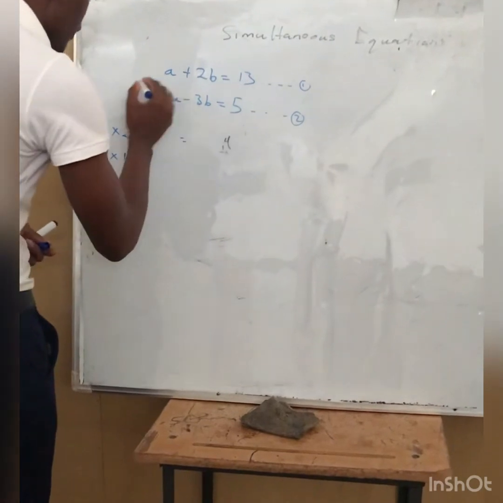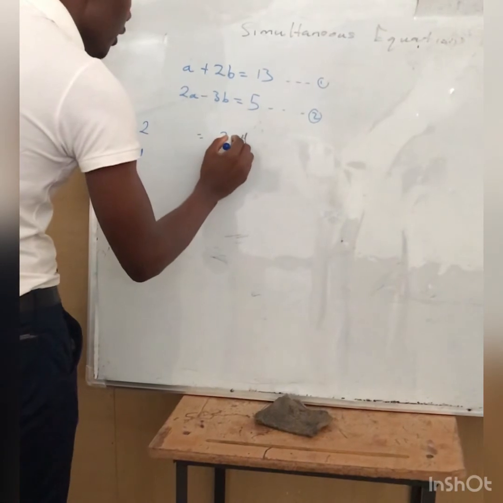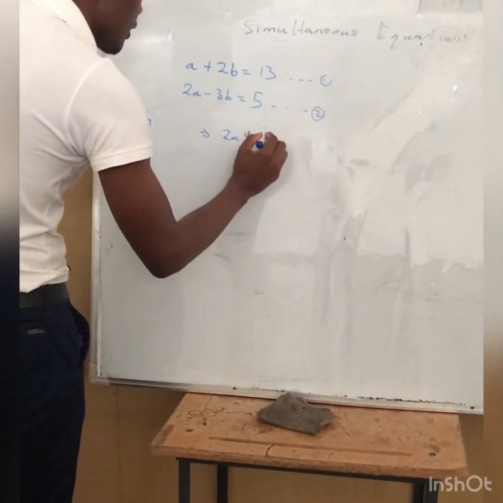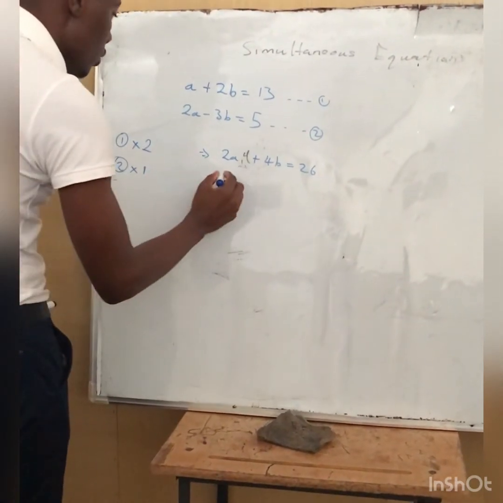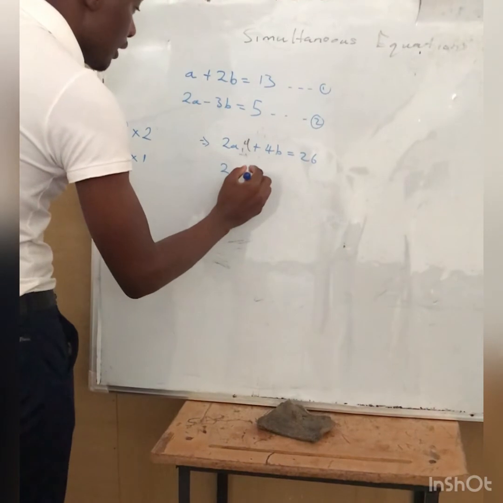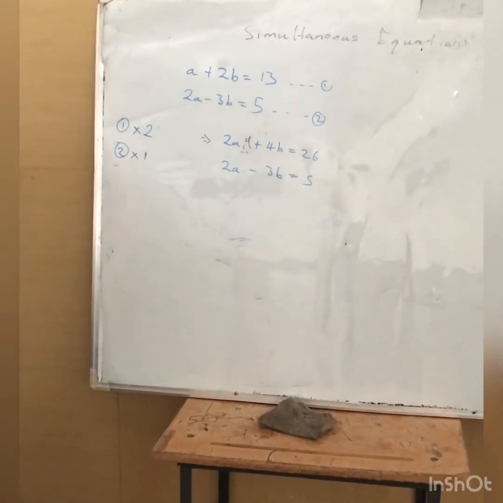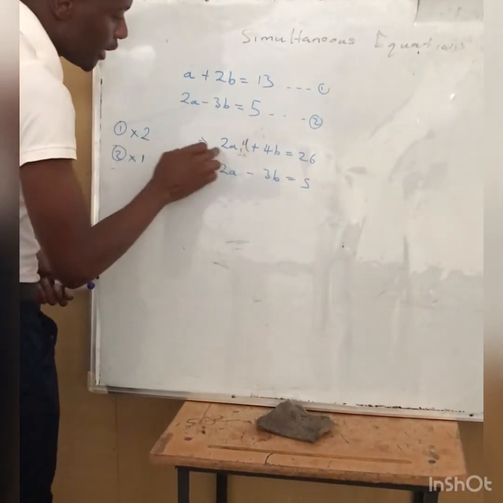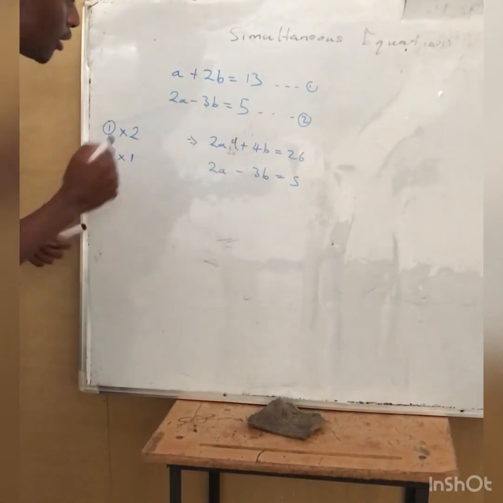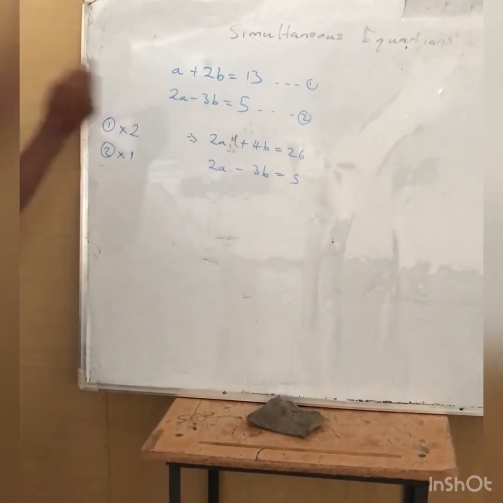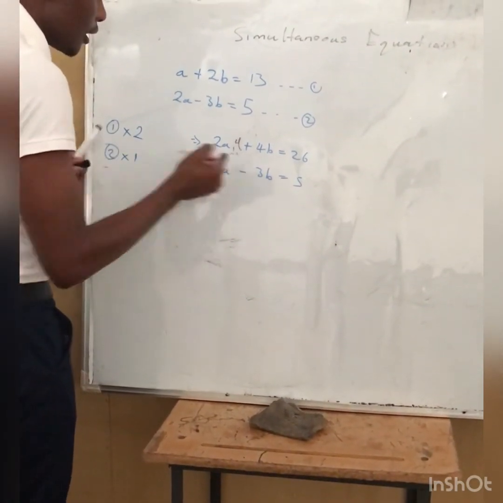So what is the answer here? For equation 1, multiplying every term in equation 1 by 2 becomes 2a plus 4b is equal to 26. And for equation 2, multiplying by 1, it remains as it is, 2a minus 3b is equal to 5. Therefore, here I can see that I now have a term with the same coefficient. So to eliminate a using the elimination method, I can simply subtract.